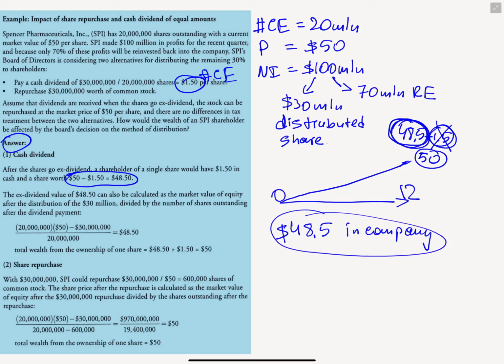и у них в кармане, in pocket, есть еще $1.5. В кармане $1.5, окей? Это прямой эквивалент того, что, предположим, у вас есть карточка. У вас в карточке есть 1000 тенге, и у вас еще зарплата поступила, еще 1000 тенге. У вас на карточке 2000 тенге, или $2000, let's say.